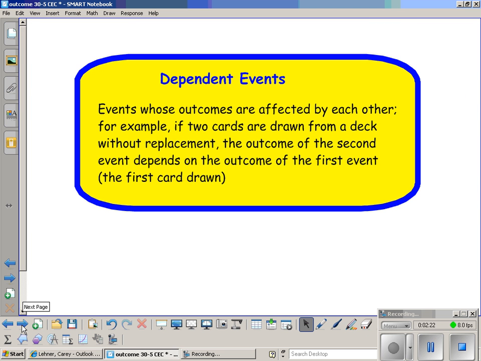So dependent events are events whose outcomes are affected by each other. For example, if 2 cards are drawn from a deck without replacement, so you're drawing the card and you're not putting the card back into the deck, then the outcome of the second event depends on the outcome of the first event, which was the first card drawn. Because that first card isn't put back, we can't consider it again. We now have fewer cards to choose from, and that first card is no longer an option.